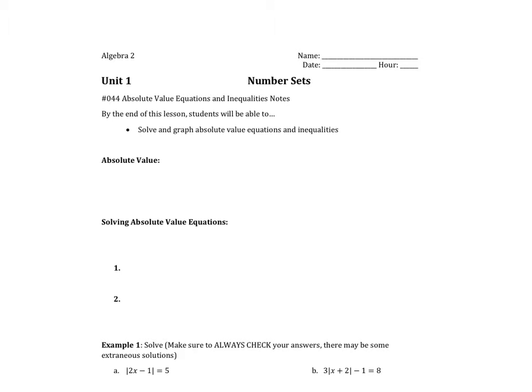Okay, this lesson is about absolute values and inequalities, so we're going to be solving and graphing just on a number line, absolute value equations and inequalities. So first, just a refresher on what absolute value is. Absolute value is the distance a number is from 0.